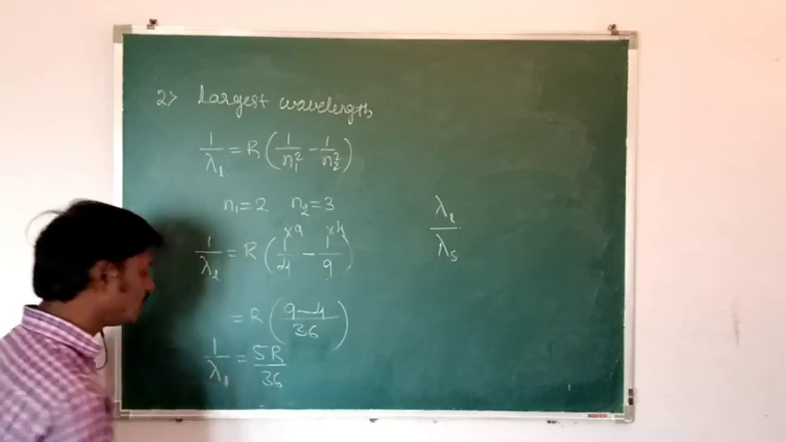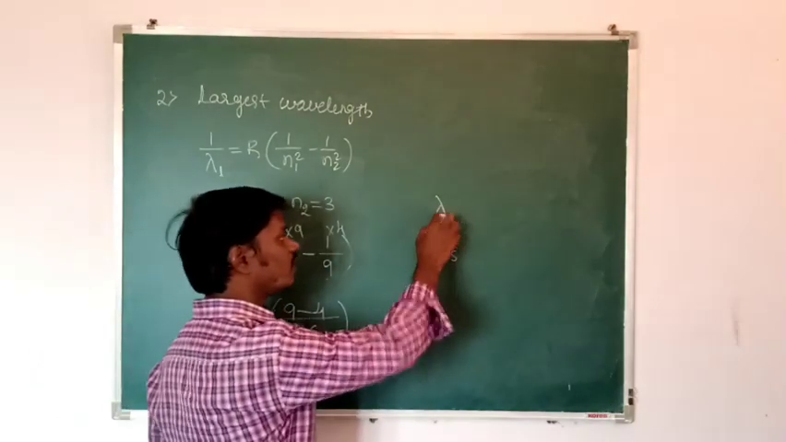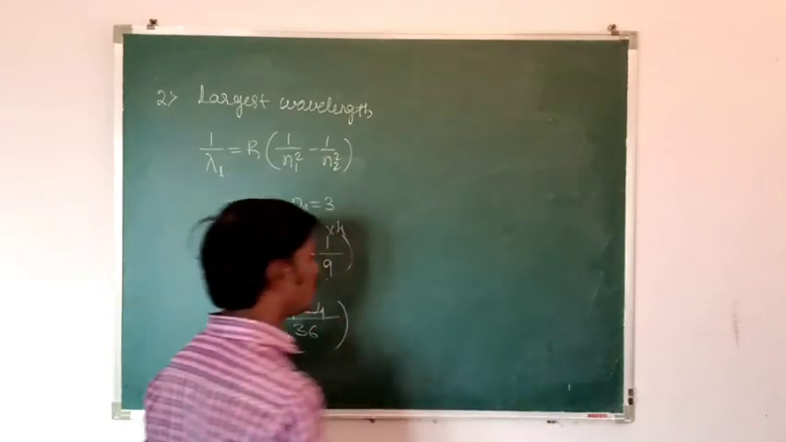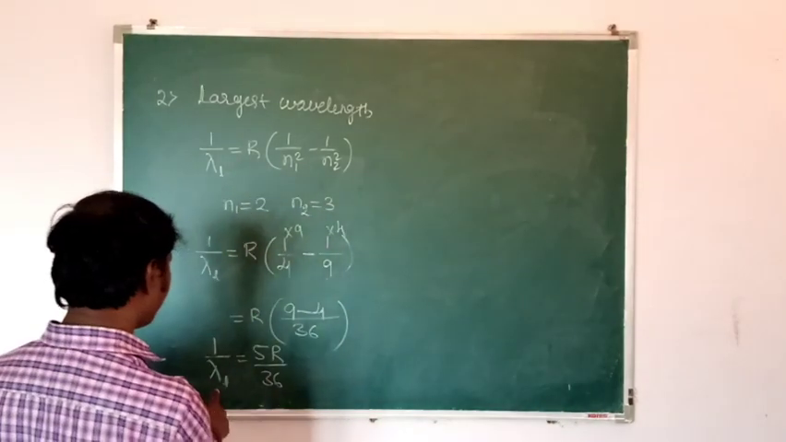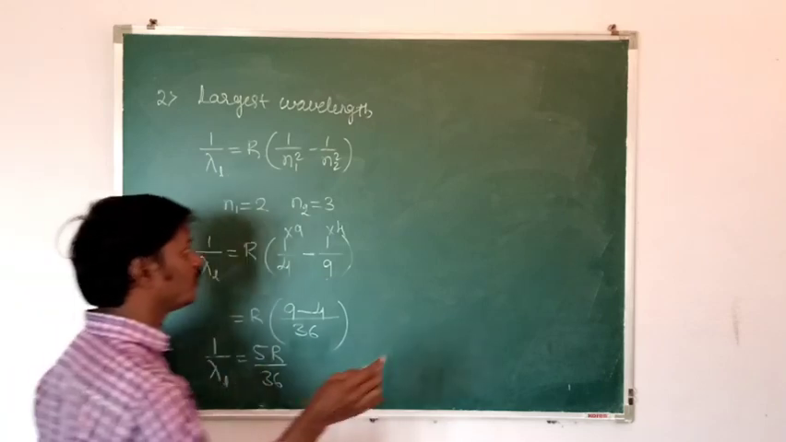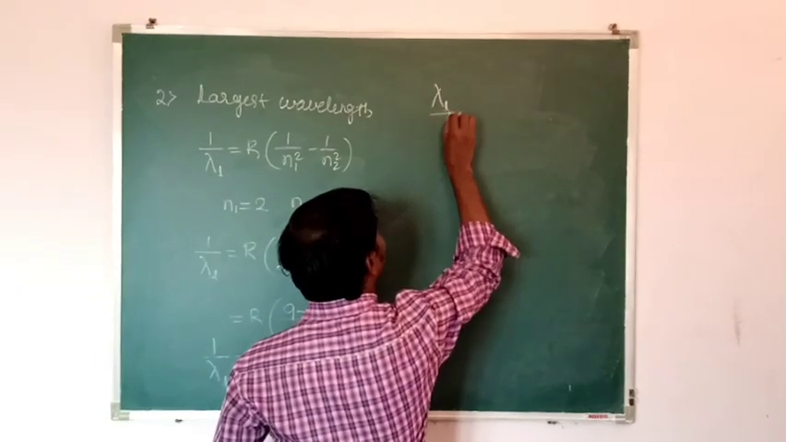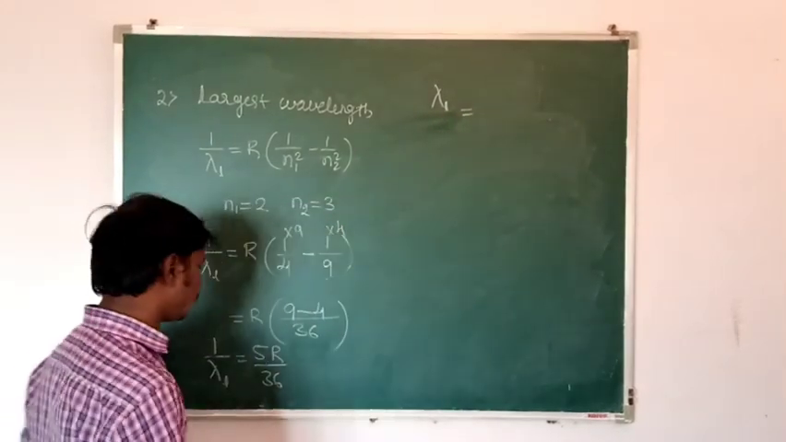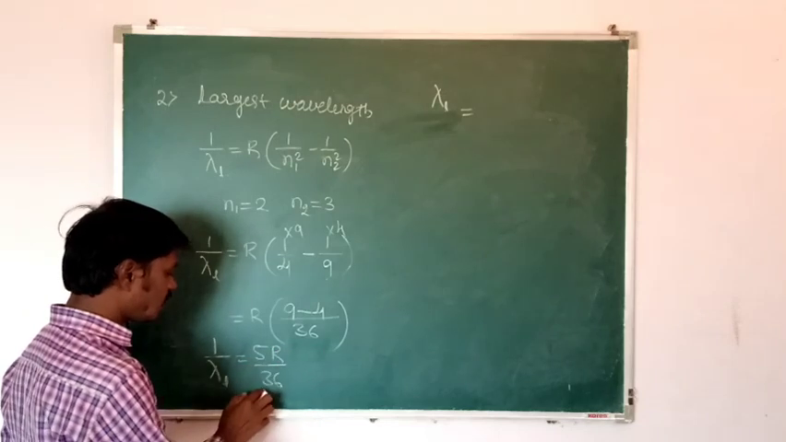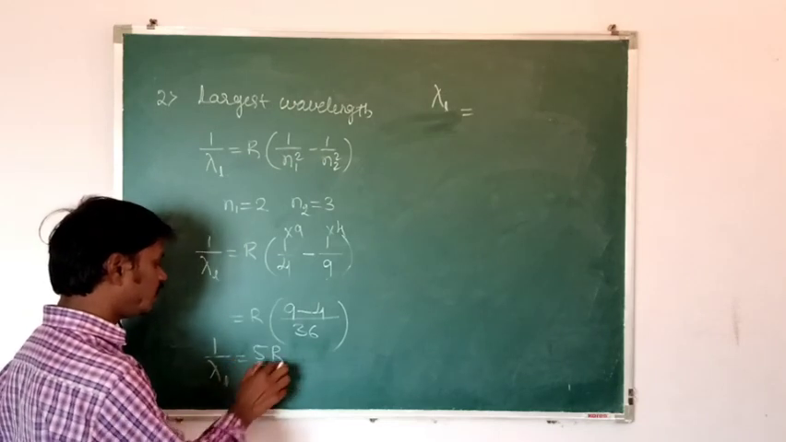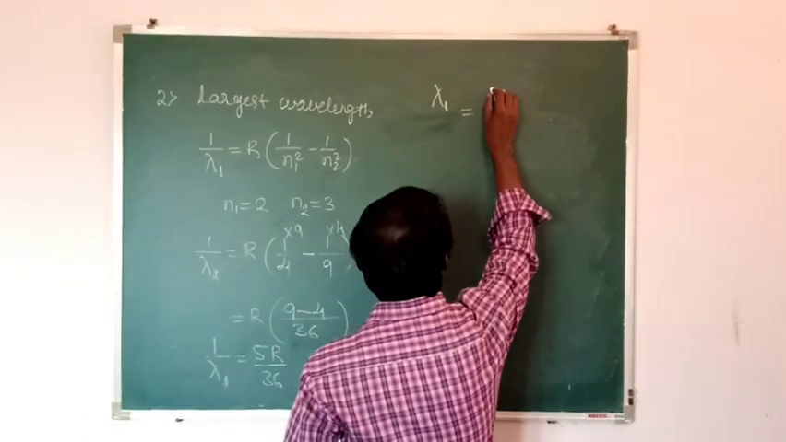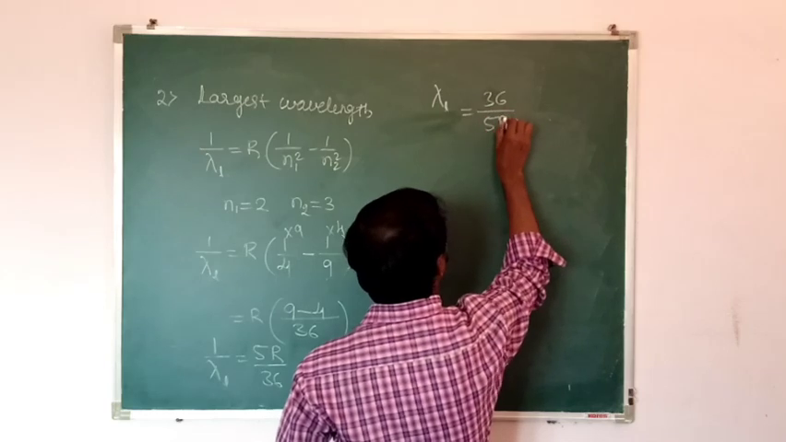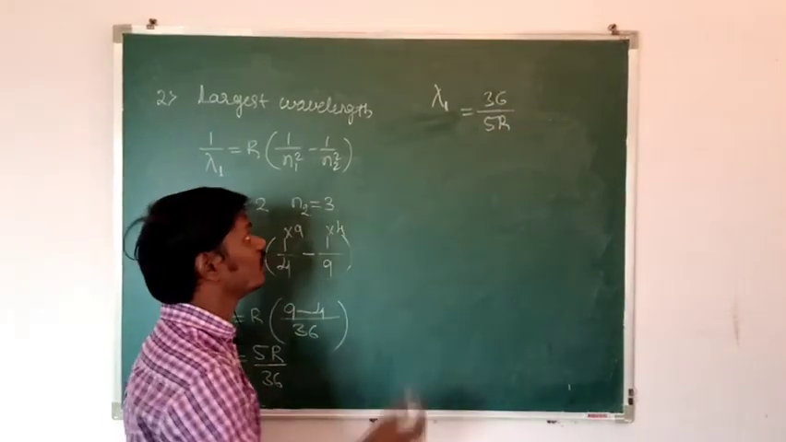But we require lambda L because we have to find lambda L. So just interchange the numerator and denominator on both sides. Okay, I will take this lambda L to the numerator and 1 to the denominator. That becomes lambda L by 1, which is nothing but lambda L. Then 5r divided by 36 means here I will take 36 to the numerator and 5r to the denominator. That is 36 divided by 5 into r. Then we got the largest wavelength in the Balmer series.